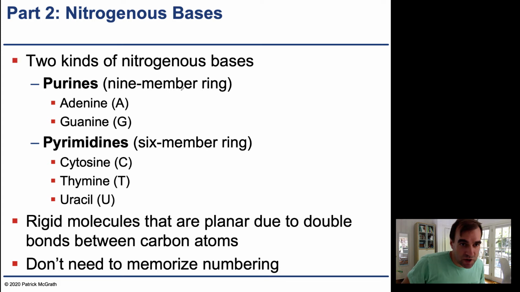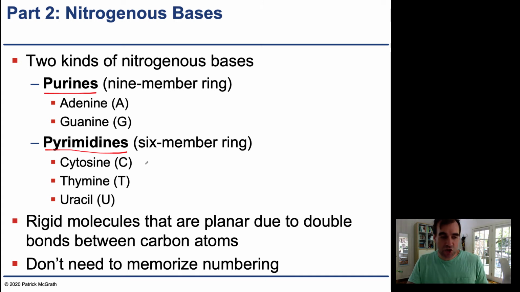Nitrogenous bases. There are two kinds of nitrogenous bases. This is what distinguishes nucleotides from each other. They can either be purines, which have 9-member rings, or pyrimidines, which have 6-member rings. Adenine and guanine are the A and the G. Cytosine and thymine are the C and the T. And uracil is U. Uracil is part of RNA, T is part of DNA, and C is part of both RNA and DNA. Each of these has a different nitrogenous base.